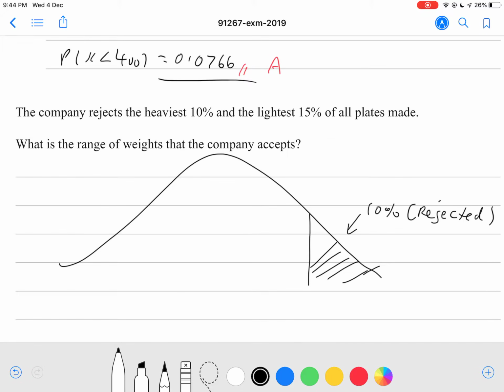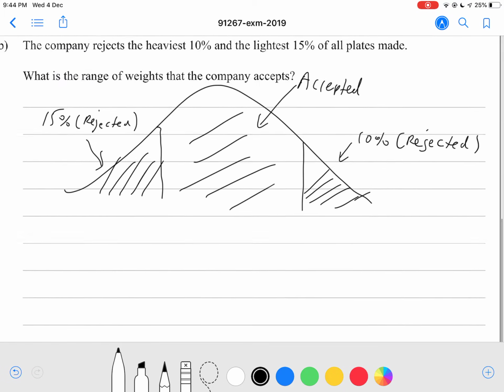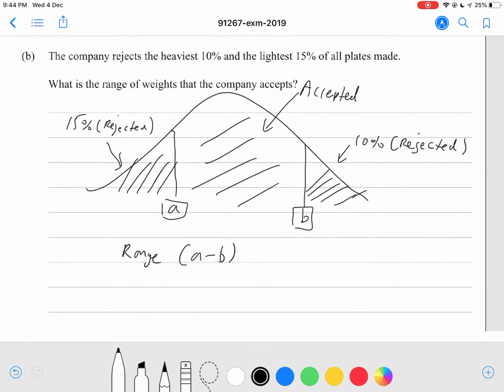And also the lightest 15%. For example, this part will be 15%, and this is also rejected. And this middle part here is the accepted values. So basically what we're trying to find is, let's say this is our A value here and our B value here. We're trying to find these two values, and our range would be A to B. That would be our accepted range.